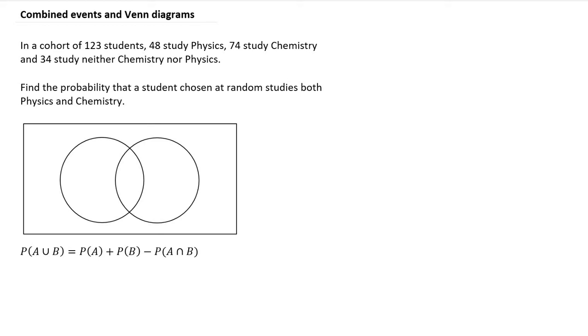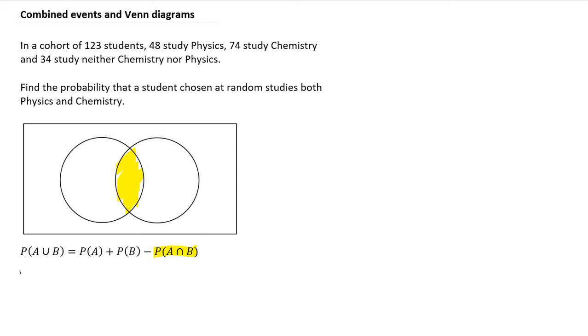When constructing and labeling Venn diagrams from given information, it's often very useful to use this formula here in order to determine this region here, the combined events. Okay, so in this context, that highlighted section would be students who study both physics and chemistry. In the formula, that's represented by that part of it.